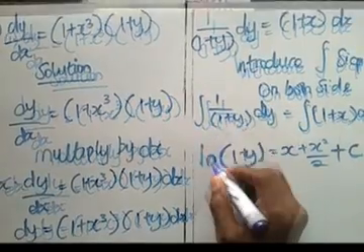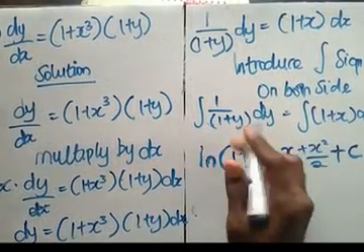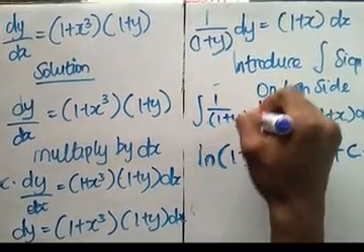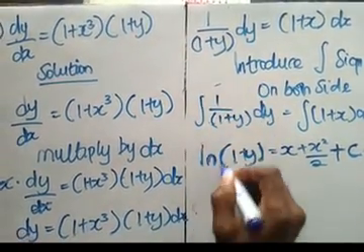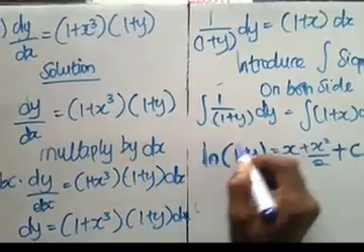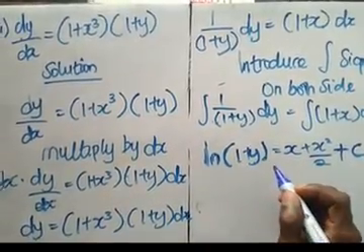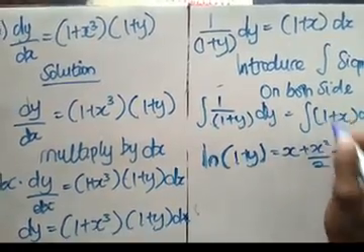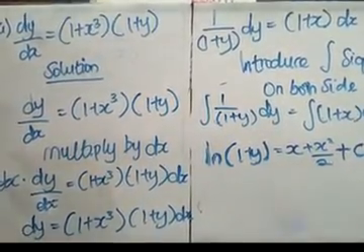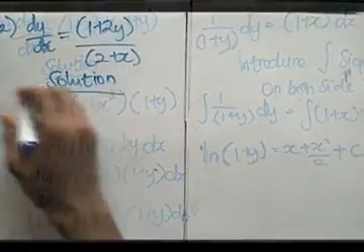The integral of 1 over 1 plus y can be written as the natural log of 1 plus y. That's it. Then it equals x plus x squared over 2 plus c. That's the final answer.